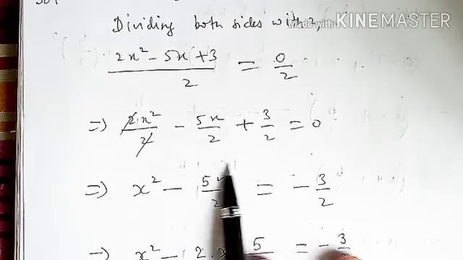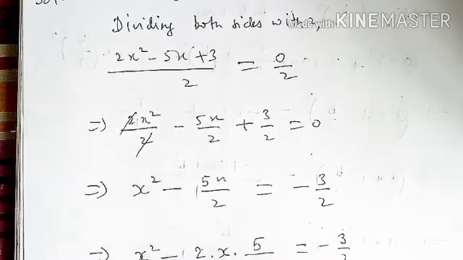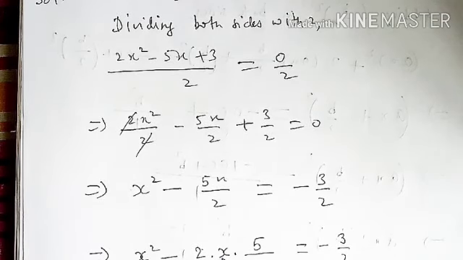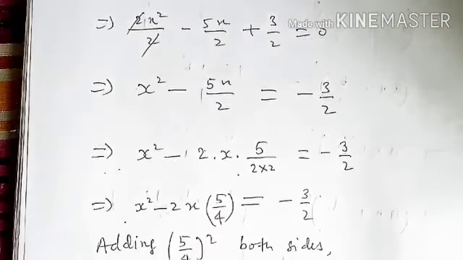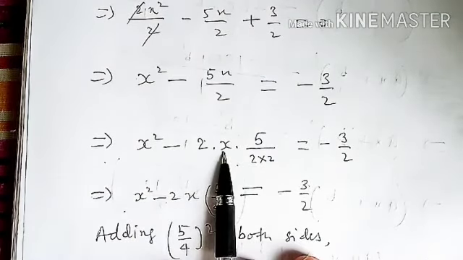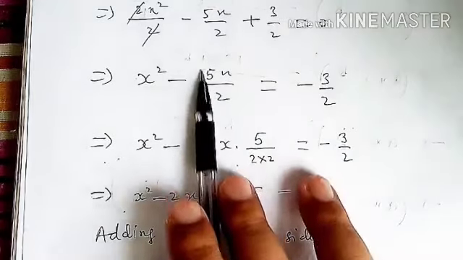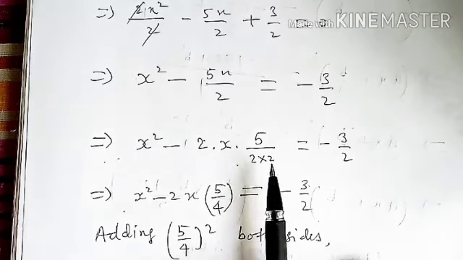Now we have to convert it into the a square minus 2ab form. So we divide and multiply it with 2. 2 into x, and here we have to write y, and y is 5 by 2 divided by 2. This is x square, this is 2, this is a. Now we have x square minus 2x. Now we have to write y. For y we have to divide 5 by 2 with 2, right? This is the way. The way is, we have to divide the coefficient of x and multiply it with 2.